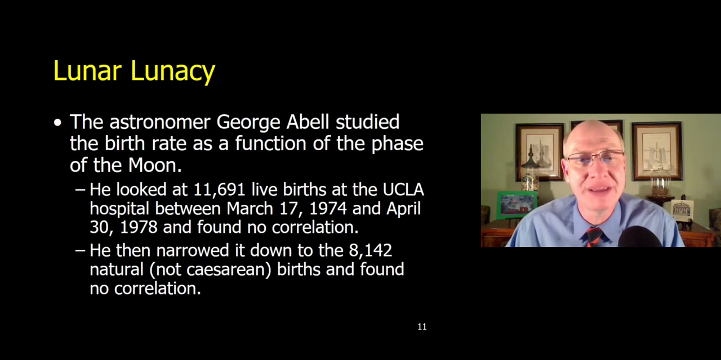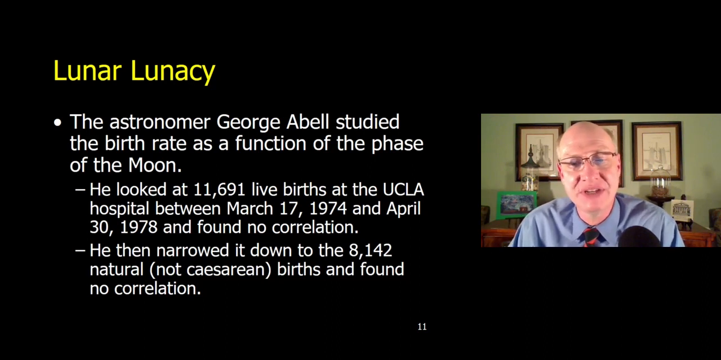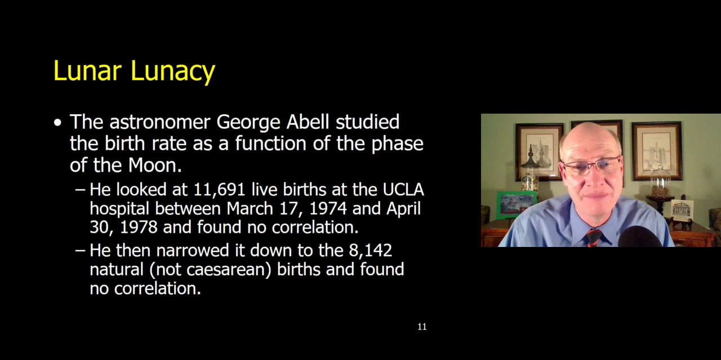And an astronomer by the name of George Abell did exactly this. So he was an astronomer at the University of California, Los Angeles, and in the late 1970s, he looked at all the live births at the UCLA hospital between March of 1974 and April of 1978. Now, that was 4 years of data in a major metropolitan hospital. So there were 11,691 births during that time. And he found absolutely no correlation with the phase of the moon.